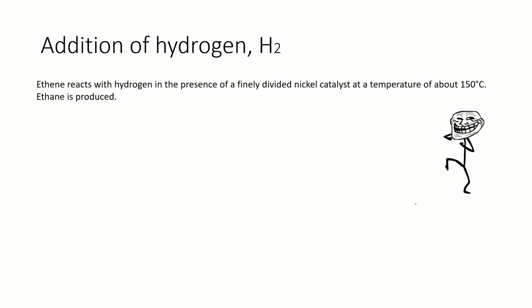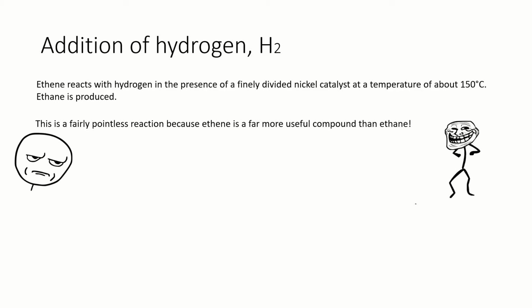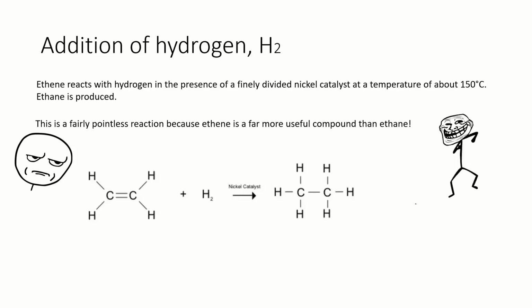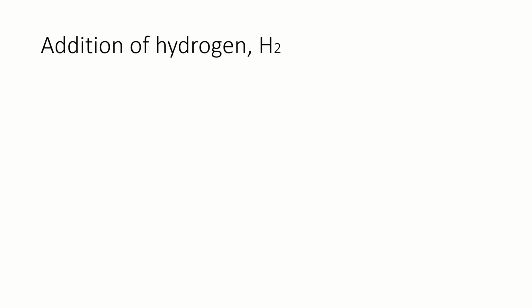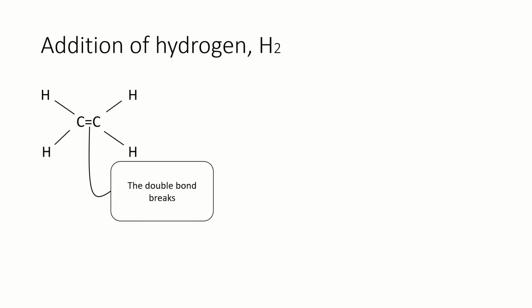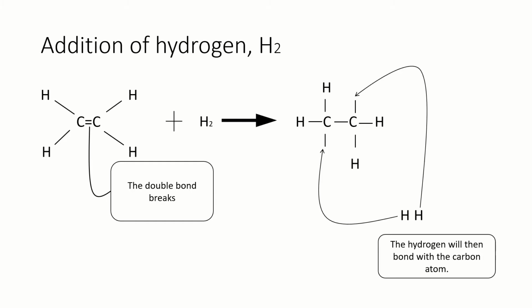Ethane is produced, which is fairly pointless because ethene is a far more useful compound than ethane is. And this here is the equation. So how does the mechanism work for the addition of hydrogen? Well, the ethene has a double bond, and since this is addition, the double bond breaks. And when added with hydrogen, each carbon atom will bond with a hydrogen atom, you see.